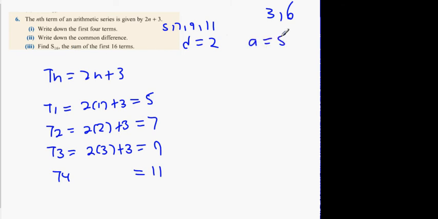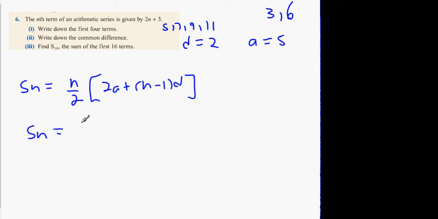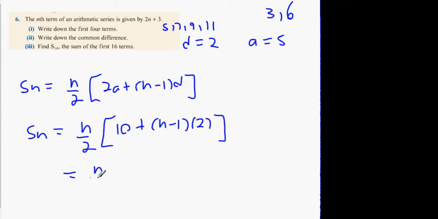Find S16, the sum of the first 16 terms. So a is 5, because 5 is the first number, d is 2. So now you go to your Sn formula. Sn equals n over 2 into 2a plus n minus 1 times d. Then Sn equals n over 2 into 2a, which is 10, plus n minus 1 times 2. It's going to be n over 2 into 2n minus 2, so it's going to be 2n plus 8.